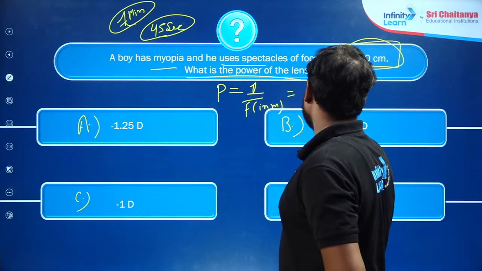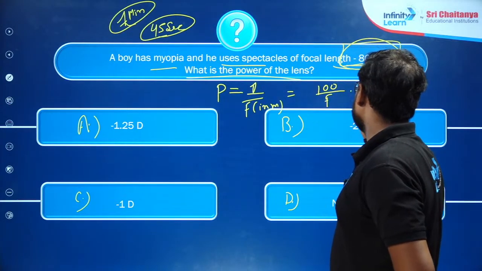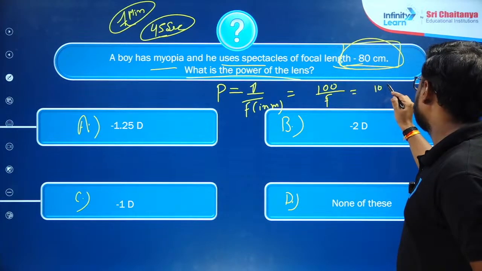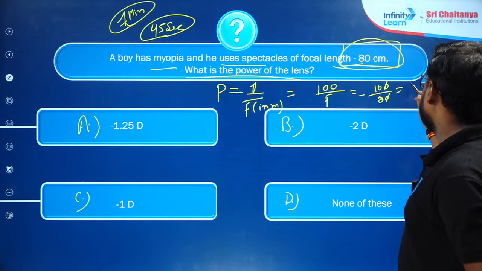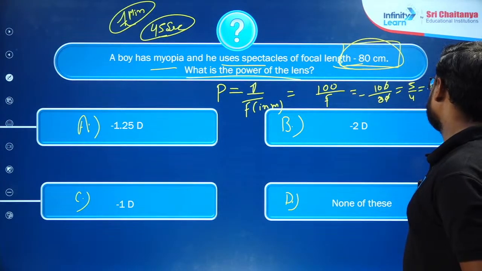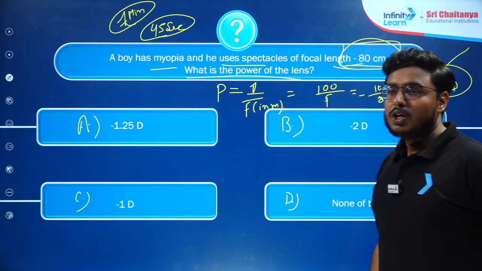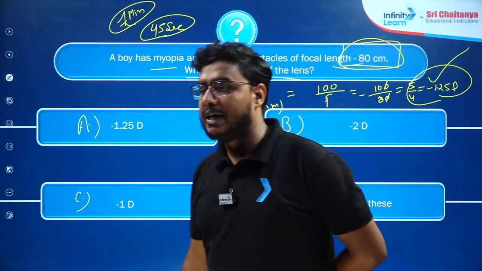So when it is in centimeter, we need to use 100/f, so it will be 100/80, but with a negative sign. So you can solve it, 5 by 4, which must be minus 1.25 diopter. Easy it is, right? So option A here is the right answer.